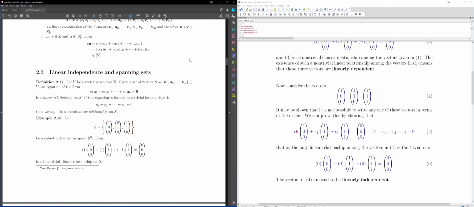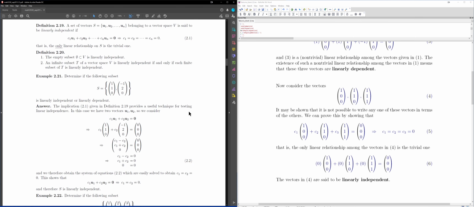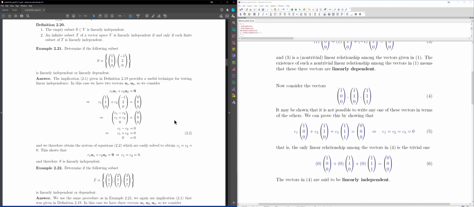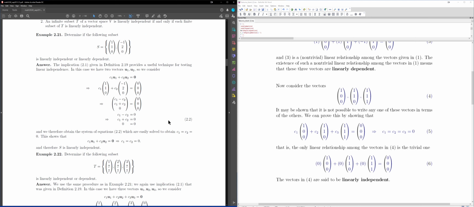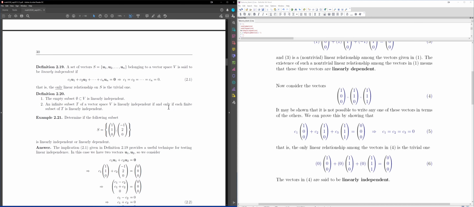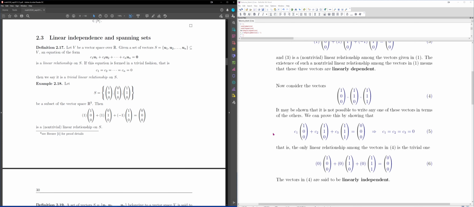What you're doing is you're really just forming a system of equations. We do that later on, but for the time being, we do it over here. I'll do an example of it. But for the time being, I'm saying that you can't write one of these vectors in terms of the other two. And how you actually show that formally is you check this vector equation.